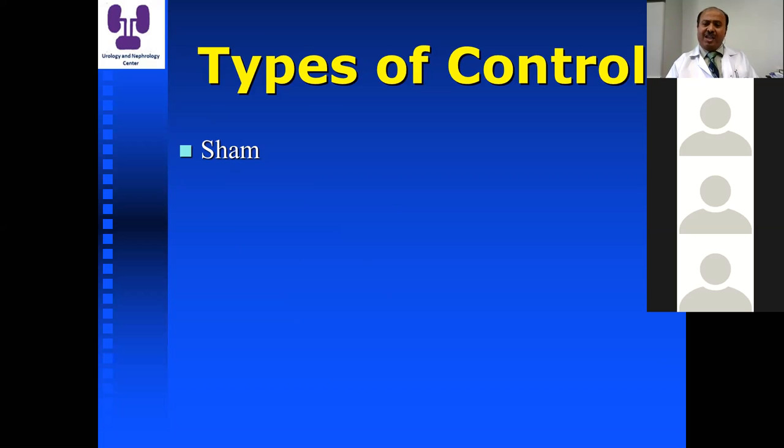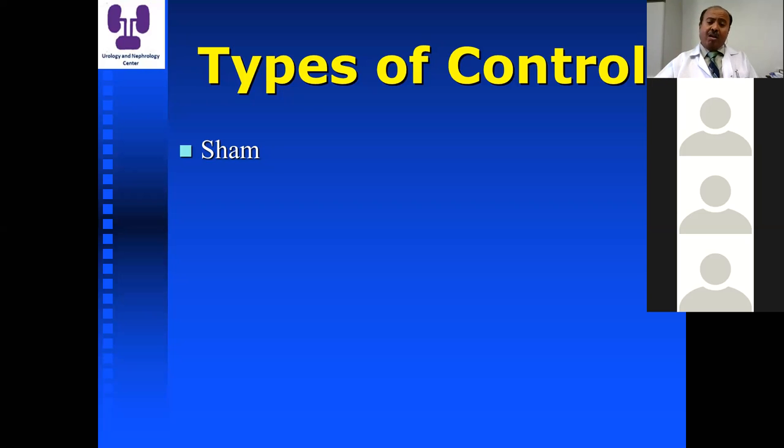Why is sham needed in animal studies? Because we want to neutralize the effect of anesthesia and wound. Suppose that we have an ischemia reperfusion injury model. This means that we clamp the renal artery, remove one kidney, and after 45 minutes we release the clamp. So the kidney becomes ischemic and then exposed to reperfusion injury. If we do the experiment in this fashion, this is the positive control group.